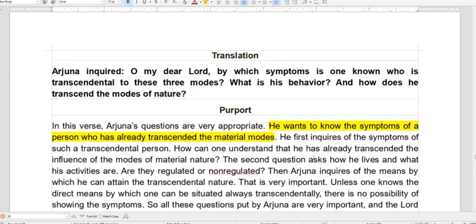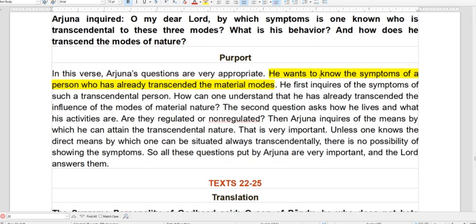Now, 21st verse, Arjuna interestingly asks certain questions. Oh my dear Lord, by which symptoms is one known? How is it known whether one has transcended the three modes or not? That is what he is asking. What are the symptoms? What is the behavior? What is the process? He wants to know the symptoms of a person who has already transcended the material modes.